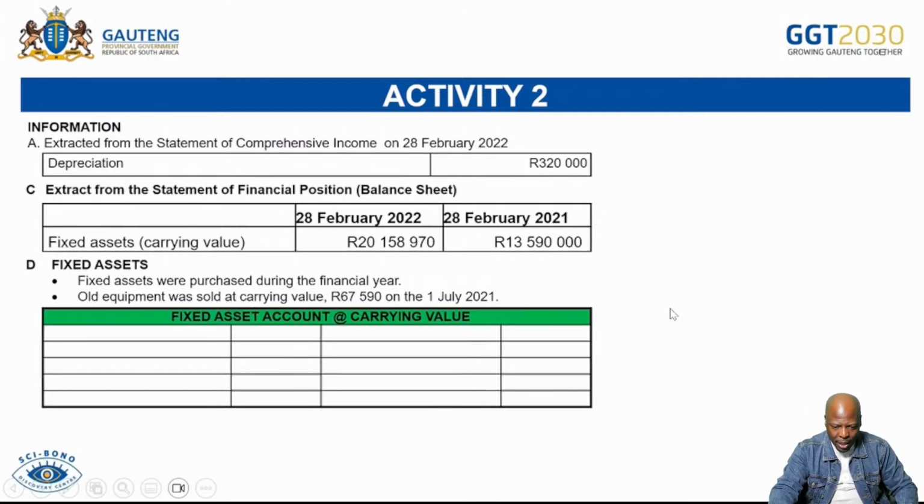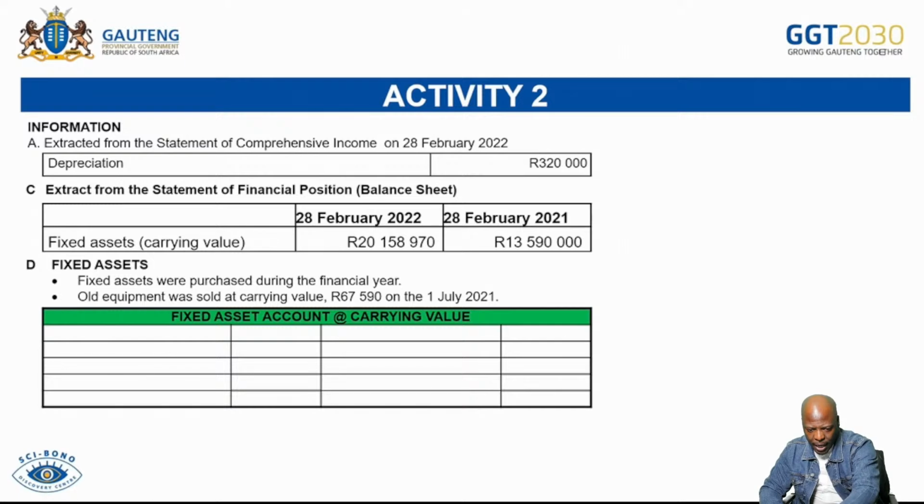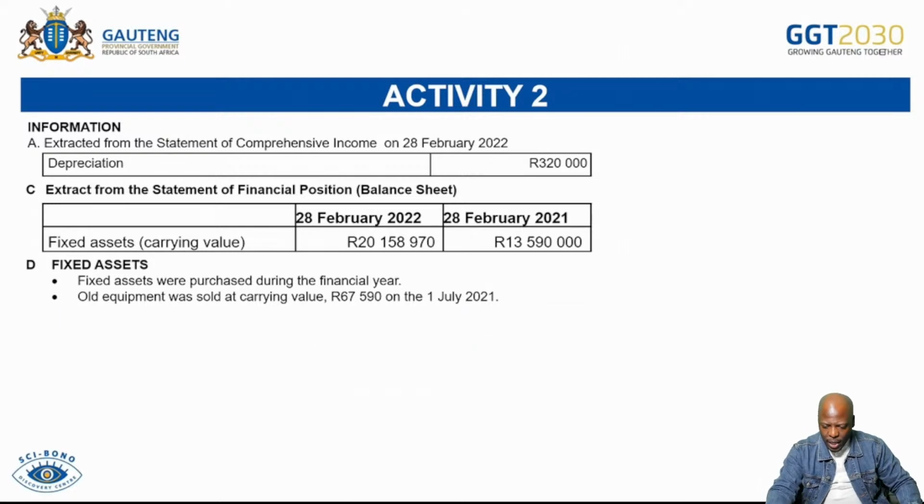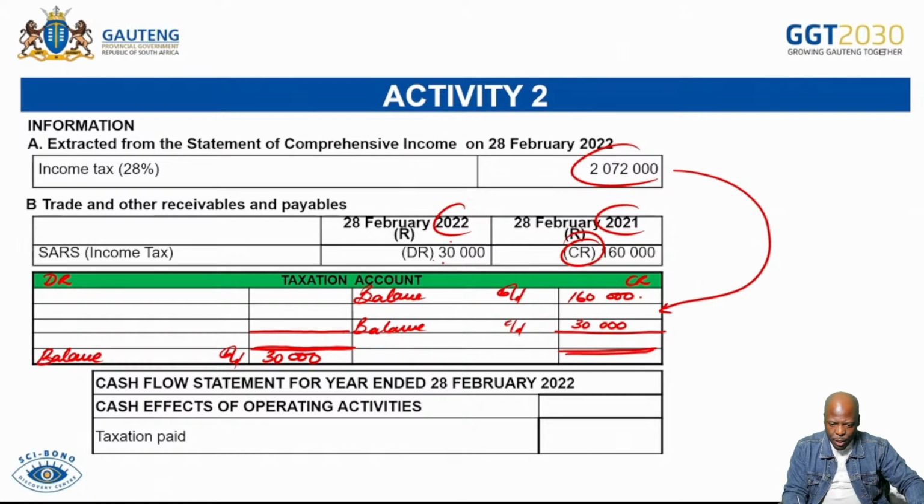Okay, we're gonna go back. Okay, let's see if we can go back to where we were. Okay, I think there we are. So I'm gonna come here and I'm gonna say my income tax. How much is the income tax? 2,072,000. There it is, 2,072,000. So once I get my income tax of 2,072,000, then I can close off this ledger account.